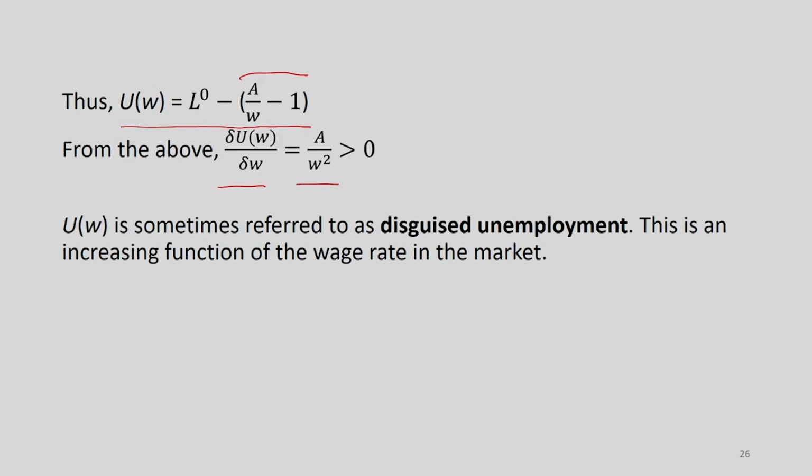Okay, so this is the answer. We were asked to find out the nature of the UW function, and I have taken the partial derivative of UW with respect to W and found it to be positive. So, UW is an increasing function of the wage rate, which basically means that as the wage rate in the market rises, the additional employment in the family firm compared to the X firm, that is the capitalist firm, is actually rising.